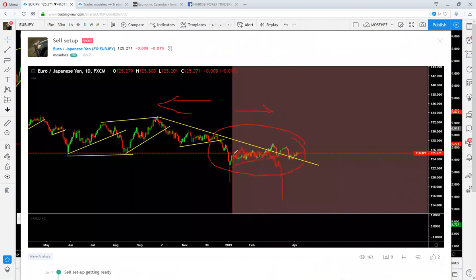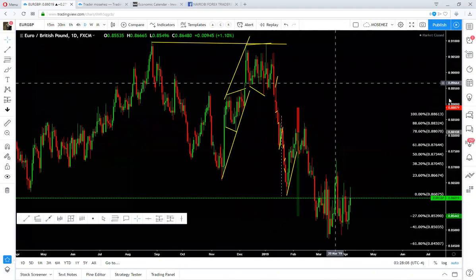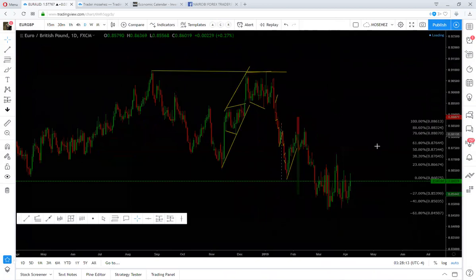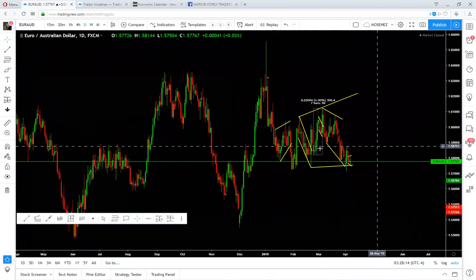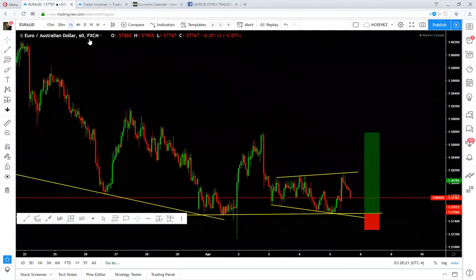So this was our correction. Now, this is the move that we are waiting for. Those trades are easy. Basically, I wasn't looking for this pair, but I had promised that I will do a chart. So this is the trade we shared on Facebook.